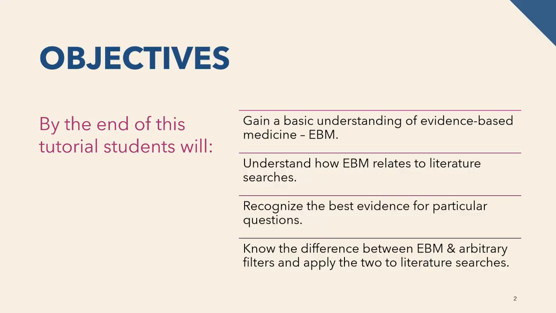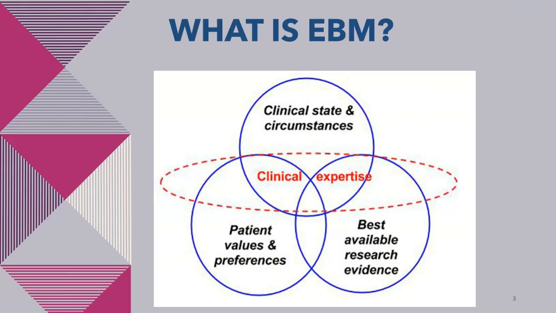By the end of this tutorial, students will have gained a basic understanding of evidence-based medicine, or EBM, along with an understanding of how EBM relates to literature searching. They will be able to recognize the best evidence for their questions and know the difference between EBM and arbitrary filters, and be able to apply these two types of filters to their literature searches.